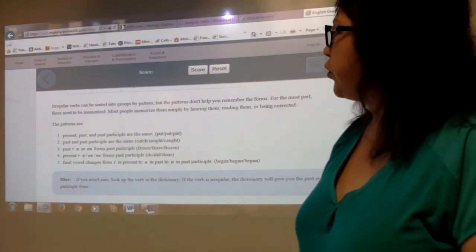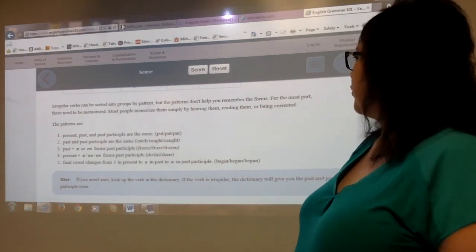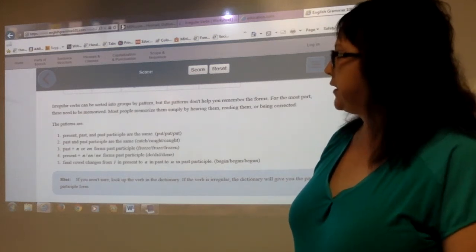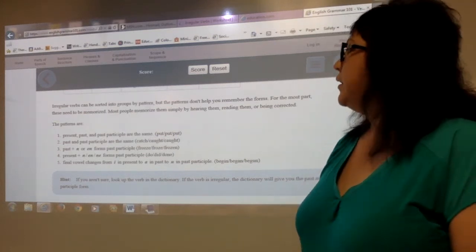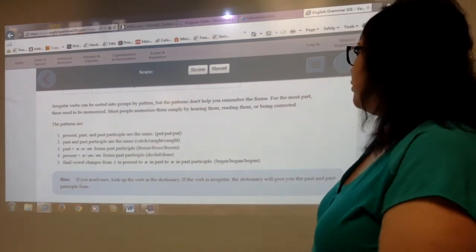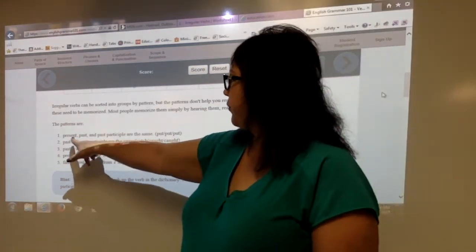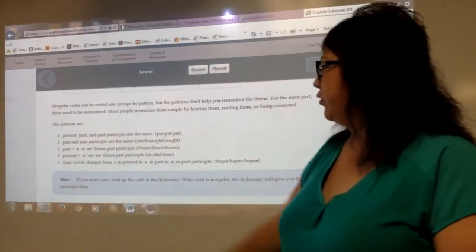Irregular verbs can be sorted into groups by pattern, but the patterns don't help you remember the forms. For the most part, these need to be memorized. Most people memorize them simply by hearing them, reading them, or being corrected. The patterns are: present, past, and past participle are the same.